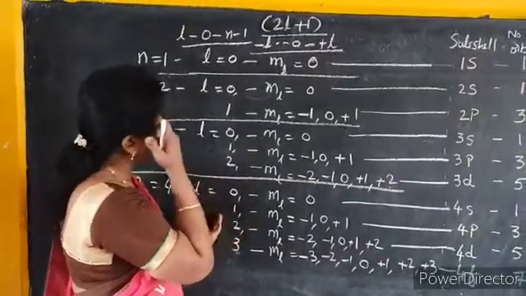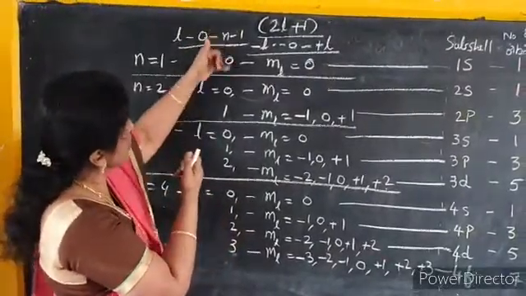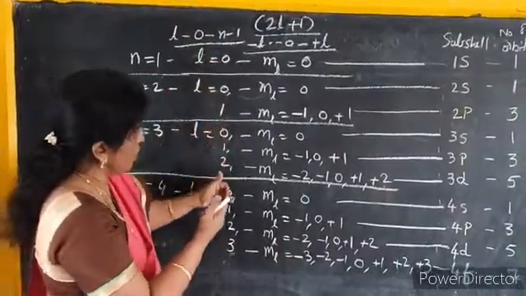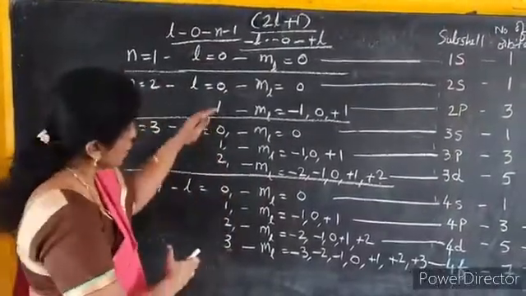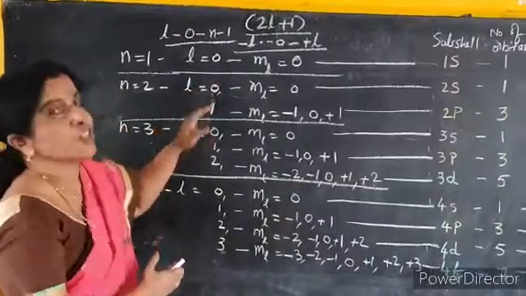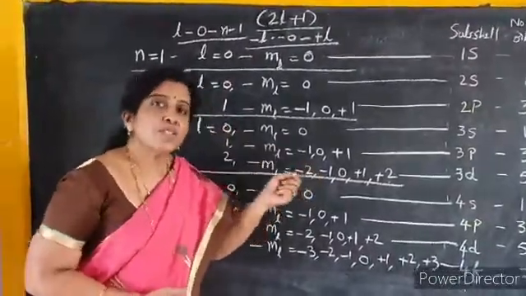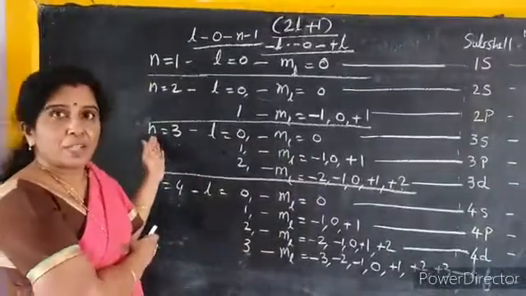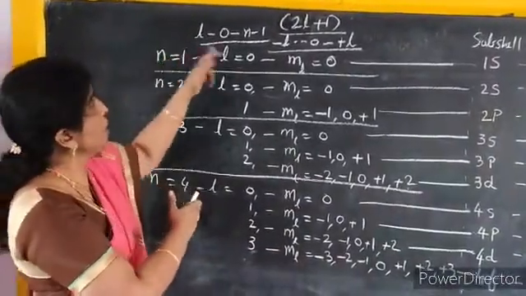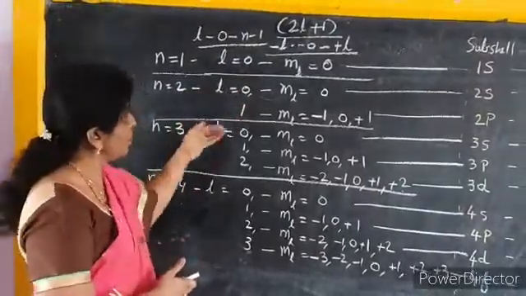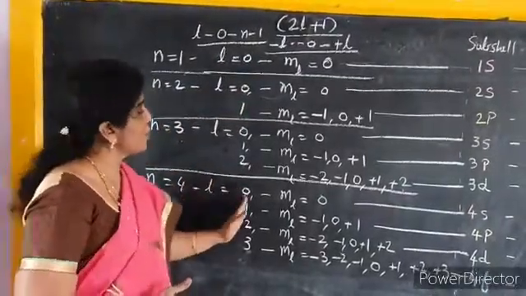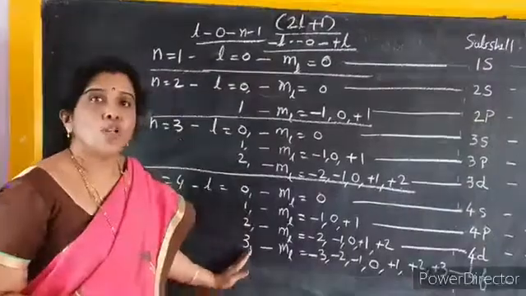So what are the subshells here? Here 0, here 0, 1, 0, 1, 2, 0, 1, 2, 3 subshells. Now you can compare these subshells with the number of houses present in the particular street. So in street number 1 there is only one house. In street number 2 you have 2 houses. Street number 3 you are having 3 houses, and in street number 4 you are having 4 houses.